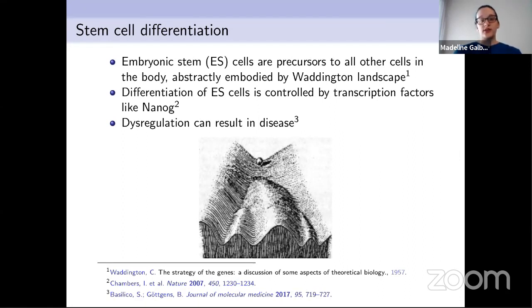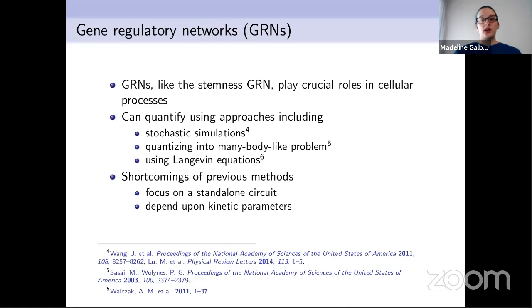And now, quite a few years later, we understand that this differentiation is controlled by a lot of different transcription factors, one of which is NANOG, and that dysregulation of the differentiation can result in diseases like leukemia. So one of the ways you can understand embryonic stem cells is to understand the gene regulatory network. The stemness gene regulatory network is the one which governs differentiation of stem cells. As we know, many different gene regulatory networks play crucial roles in many different processes, and we're just focusing on the stemness one today.